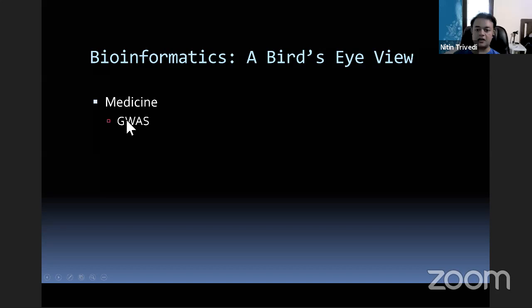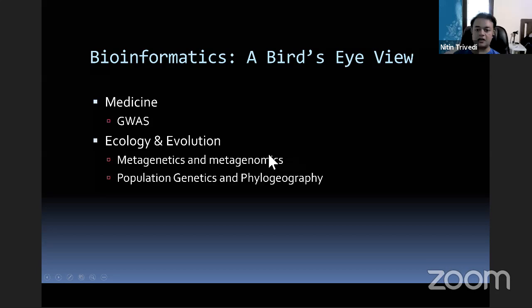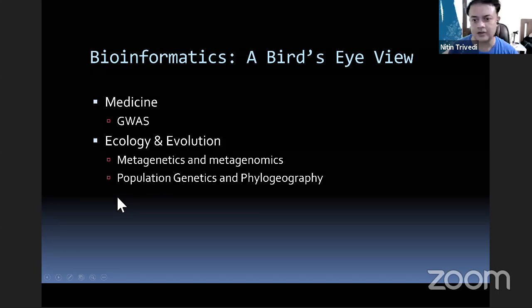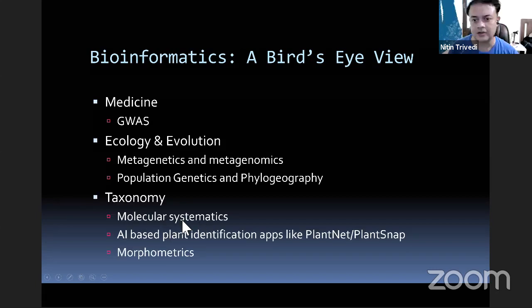So that is called GWAS, to discover the genes responsible for certain diseases. You can also use it in ecology and evolution, metagenetics and metagenomics. So that is basically complete sequencing of the entire population, especially for viruses or bacteria or phytoplankton. You can do this metagenomic or metagenetic analysis to see exact biodiversity. Population genetics and phylogeography, you can analyze within-species spread in a vast geographical area. It's called phylogeography or population genetics. You can do all this by bioinformatics, friends. Molecular systematics, basically classification based on molecular data, is also using bioinformatics.